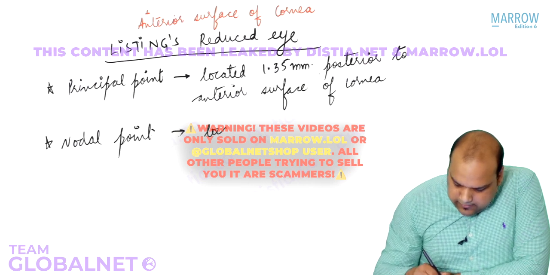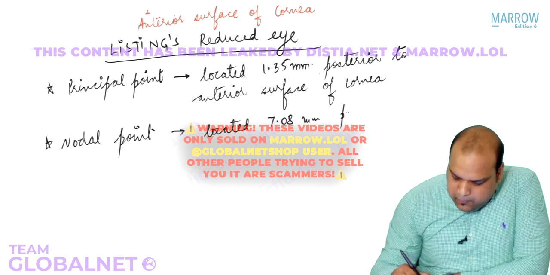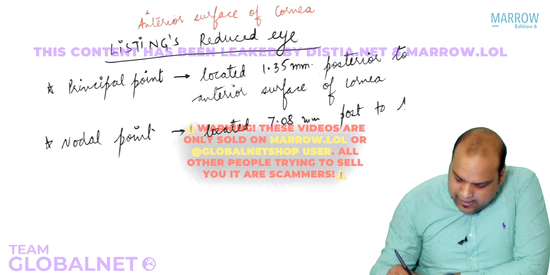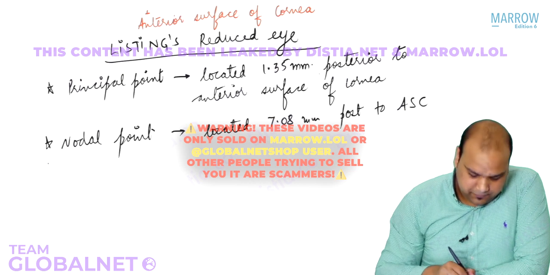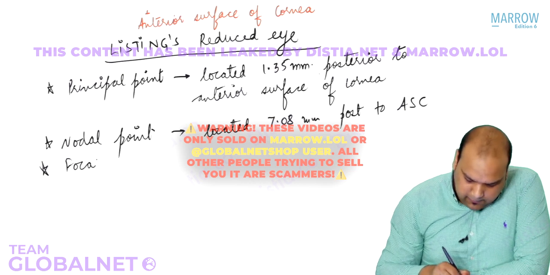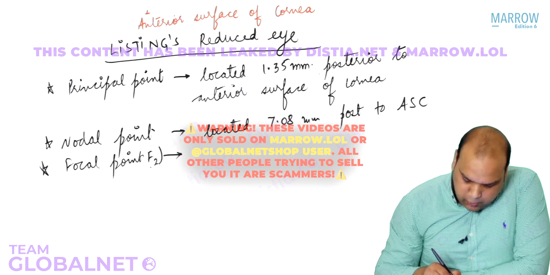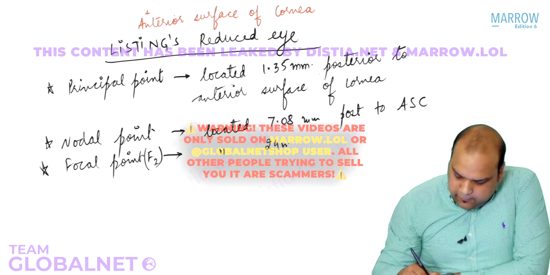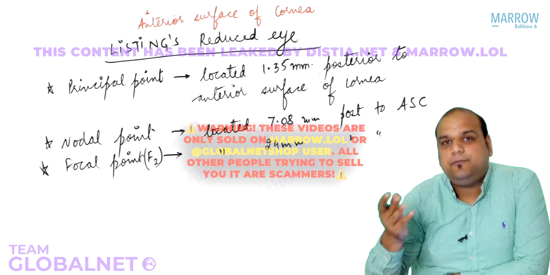Similarly, if I ask you where is nodal point of eye situated? Nodal point is located 7.08 mm posterior to anterior surface of cornea. Then where is the focal point, everybody? F2, if I am talking about, is located 24 mm posterior to anterior surface of cornea.